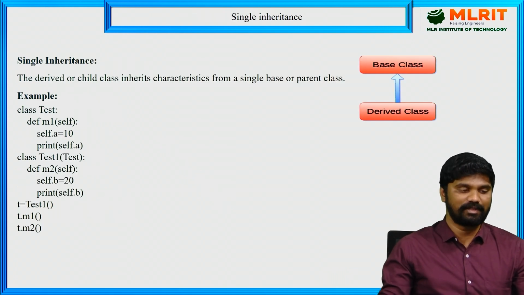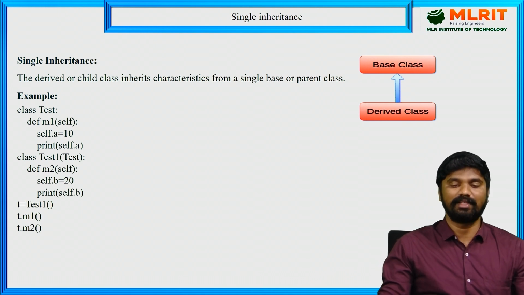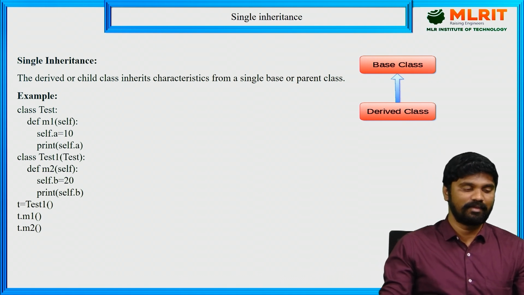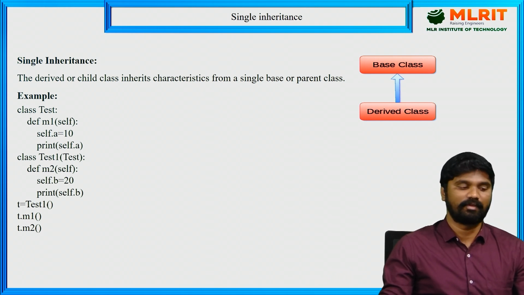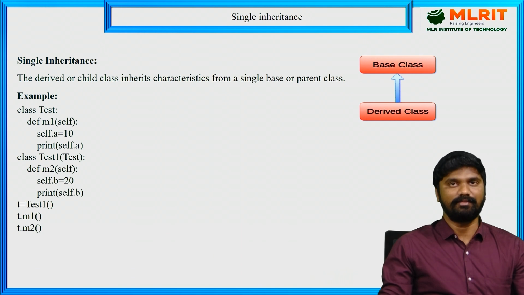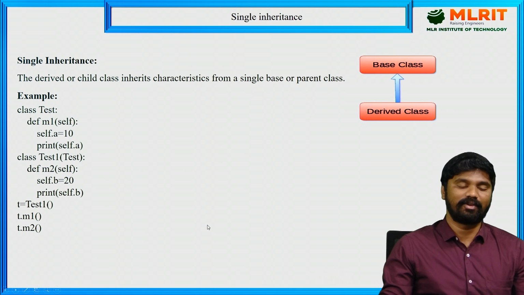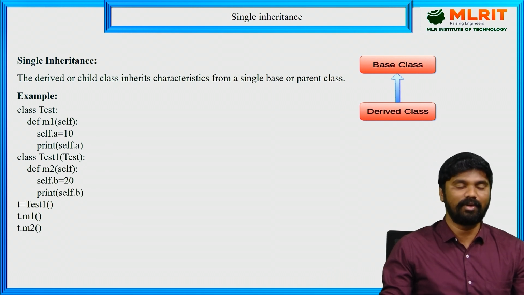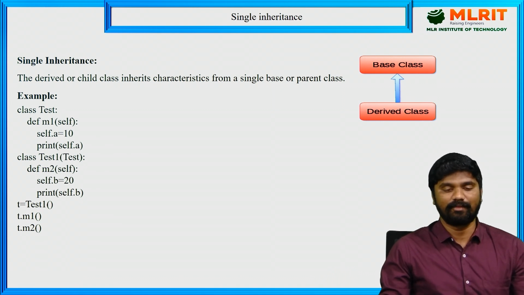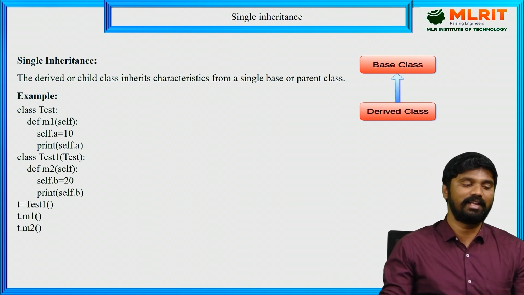Okay, next, first we'll see single inheritance. Single inheritance means only one class inherits from the parent class. That means only one class is going to access the properties and behavior from the parent class. That is called single inheritance. Only one child class will be there, or one parent class will be there. That is the single inheritance concept.